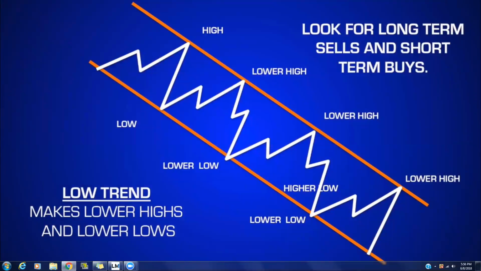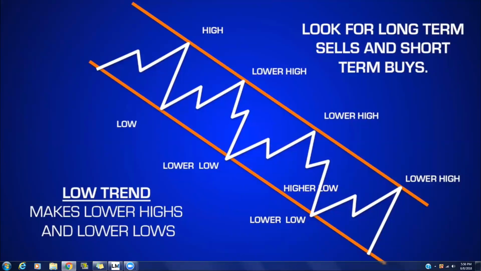Now the next one is the downtrend. The downtrend is just like the uptrend, except it's going down. It's making lower highs and lower lows. You can see one high is lower than the last high, which is lower than the last high. You get the idea. So what you want to be looking for is long-term sells and short-term buys.